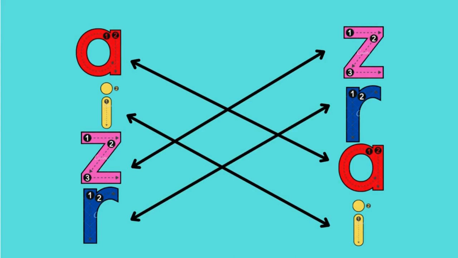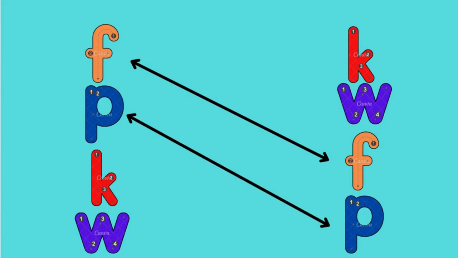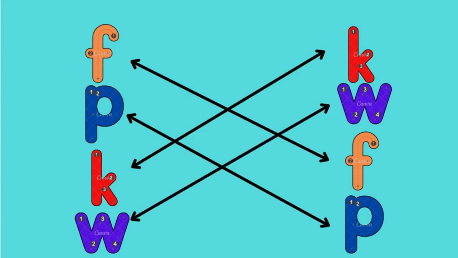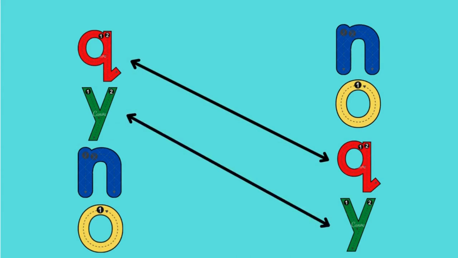Now F, where is F, small F? Yes. And where is the small P? W. Small W? Yes. It's done. Good job. Now where is the Q? Small Q. Yes. Again. You're right. Where is the Y? Small Y? Yes. Where is the small N?